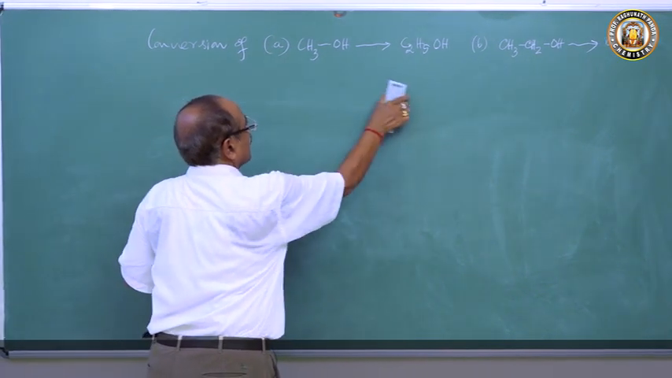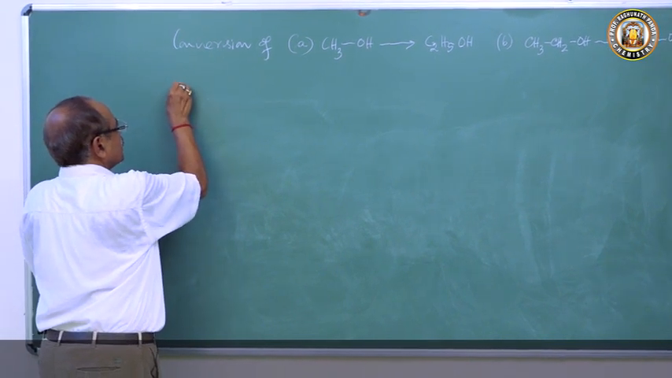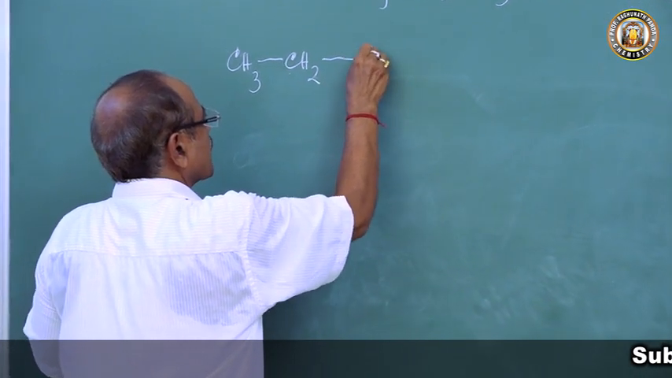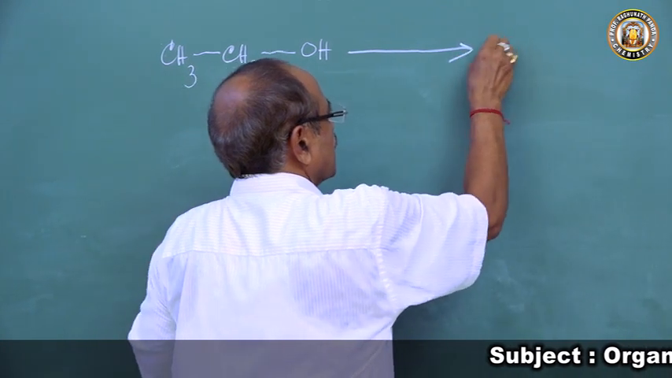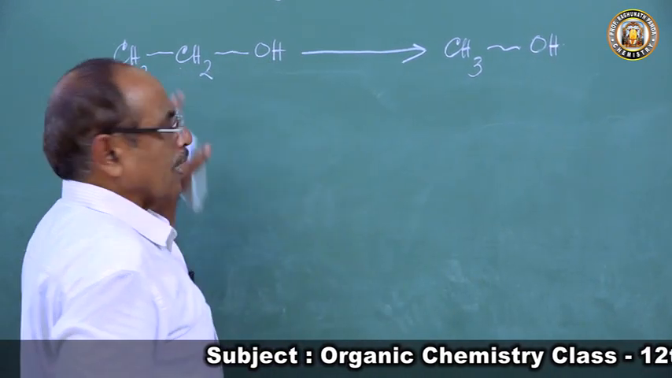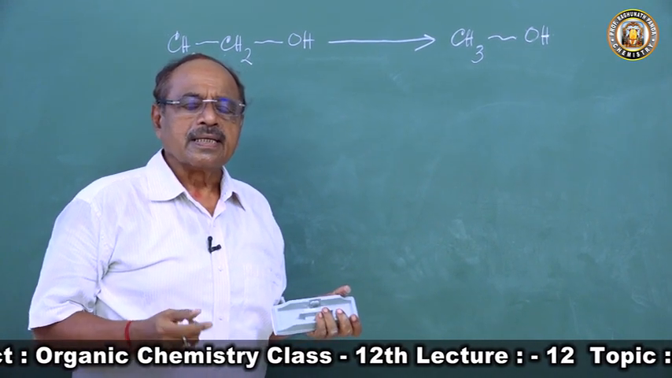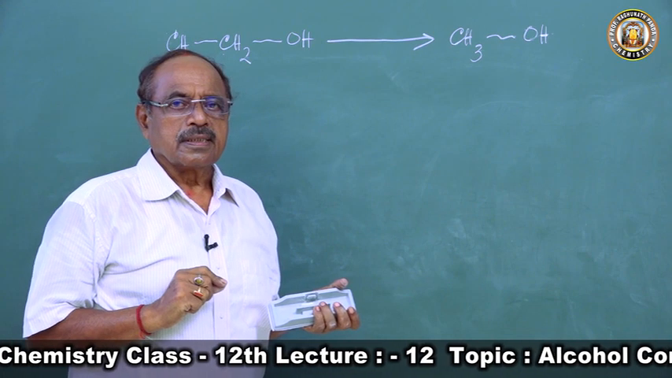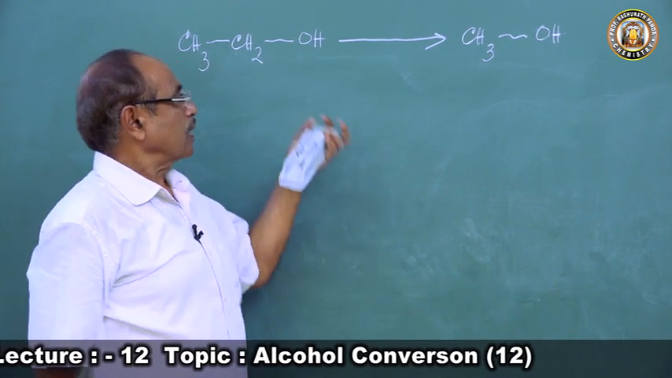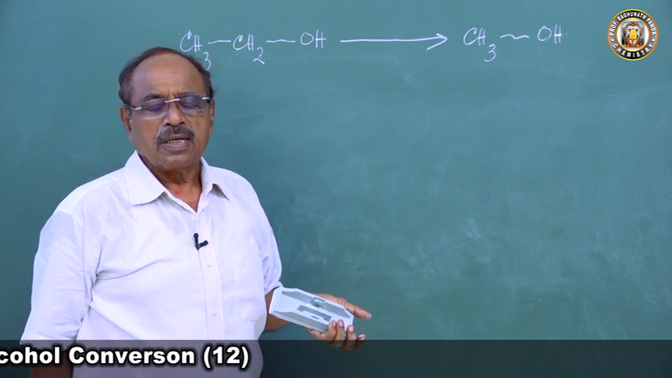Now we will come to the reverse, ethyl alcohol to methyl alcohol. This is degradation. Wherever a carbon atom is to be removed, the best way is decarboxylation. That means the given compound is converted to its carboxylic acid. So we will convert the CH2OH group to the carboxylic acid group.